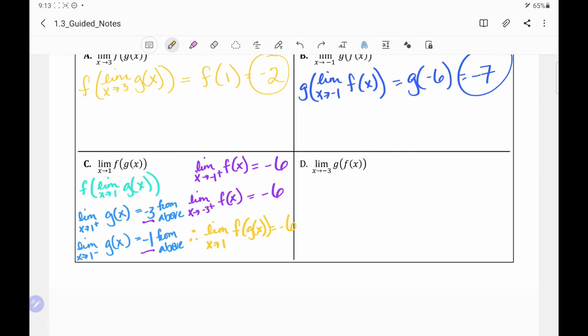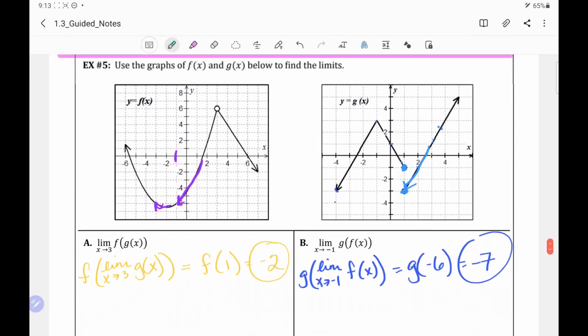Okay, so we've got just one more. The limit as x goes to -3 of g of f of x. So we're going to separate this out. We're going to put our g outside. The limit as x goes to -3 of f of x. So we're going to do as x goes to -3 for f of x.